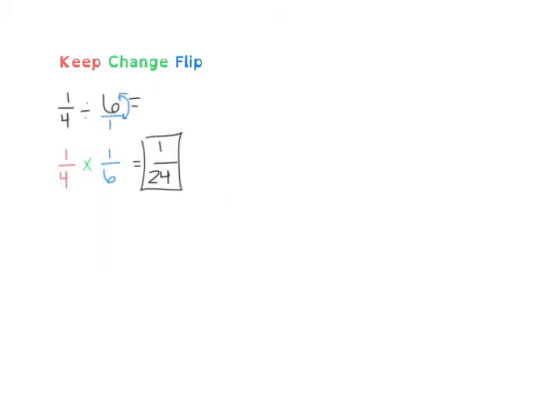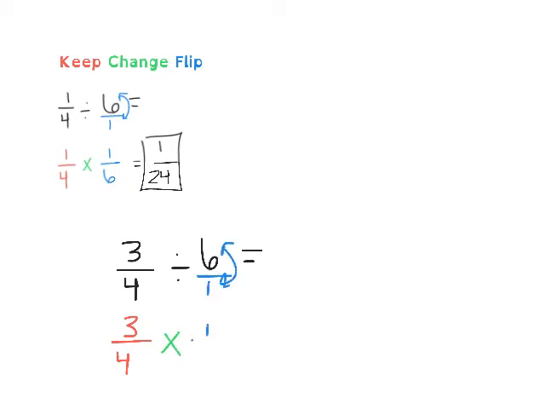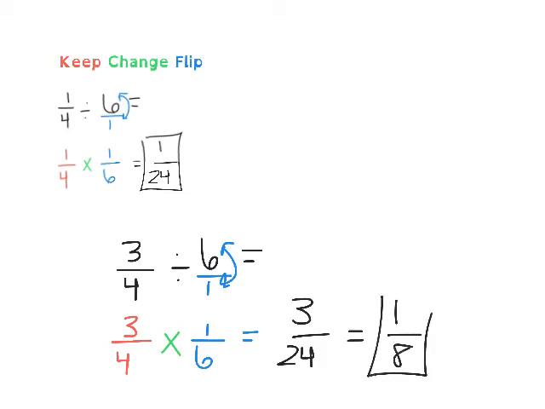In 6th grade, they may see a problem like 3/4 divided by 6. So we would keep the first number, change the division sign to a multiplication sign, flip the second number, multiply across and get 3/24, which simplifies to 1/8.